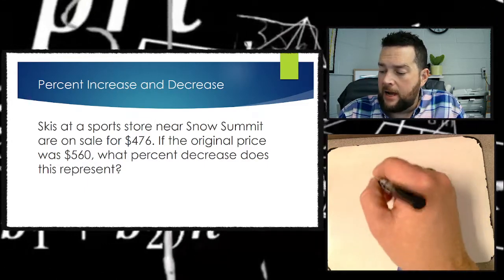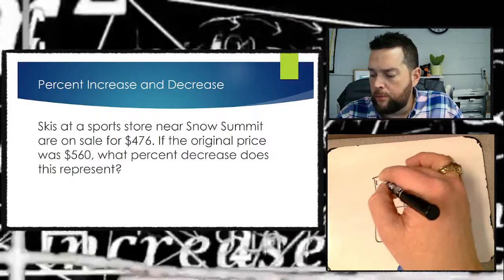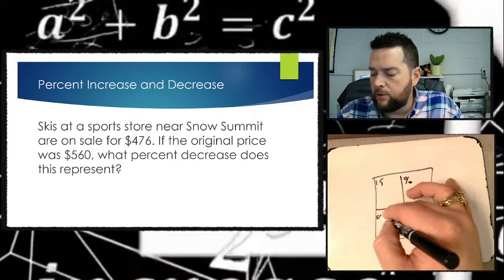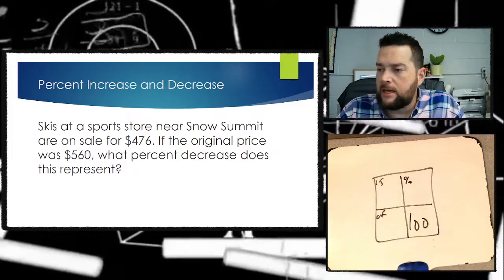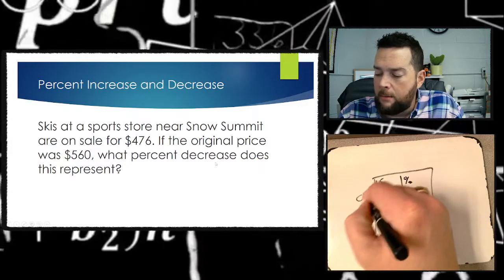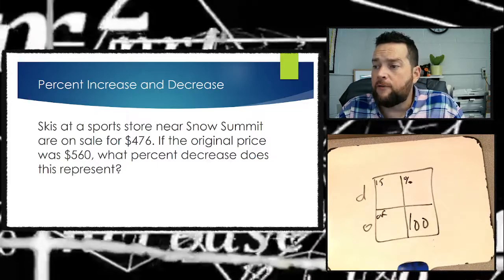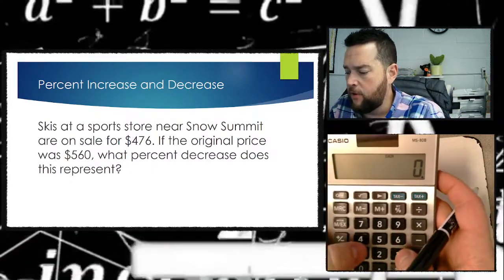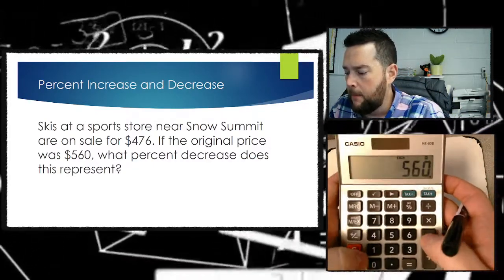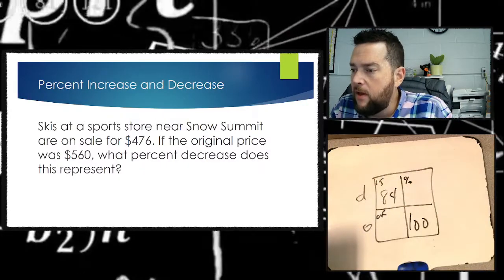All right, I see the word percent. I don't see the word interest, so I'm going to use a percent box, is percent of 100, just like that. And then I see this keyword decrease, so I know that I'm going to think of this in terms of difference over original, just like that. So the first thing I'm going to have to do is find the difference, 560 minus 476, that's 84.